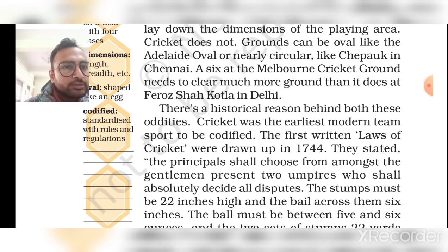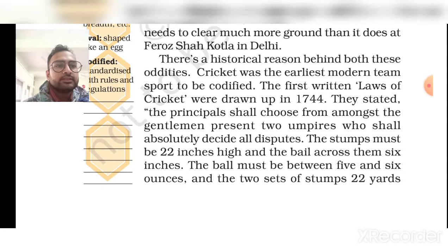So everyone knows there are 2 umpires on the ground who decide all the decisions or disputes that arise on this ground. The stump must be 22 inches high and the bails across them 6 inches. These are a few terms fixed in the cricket laws that were made in 1744.